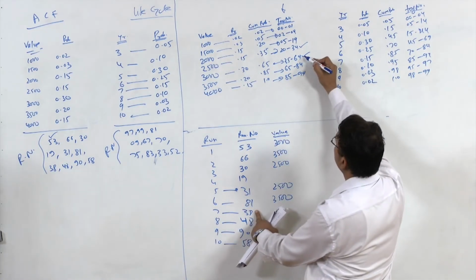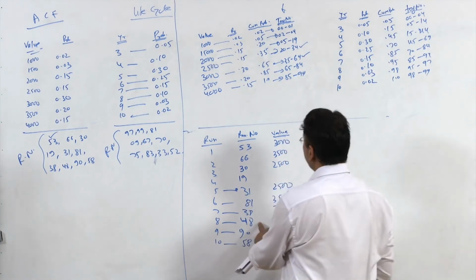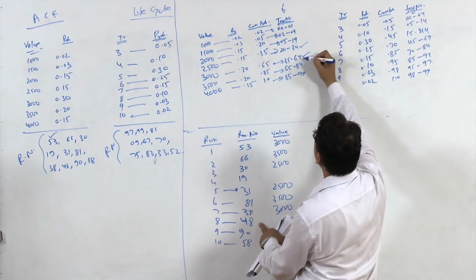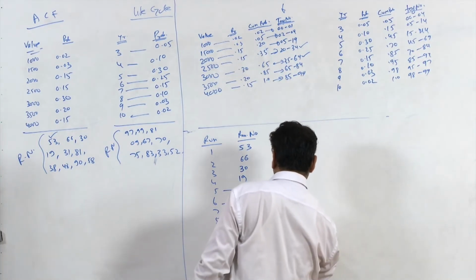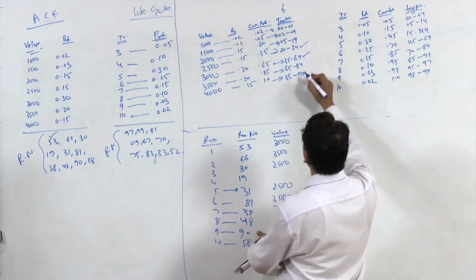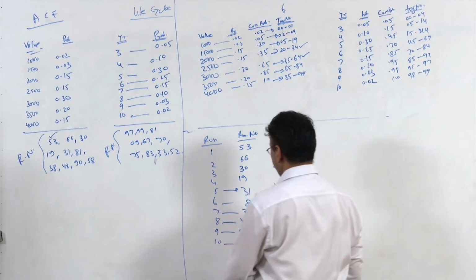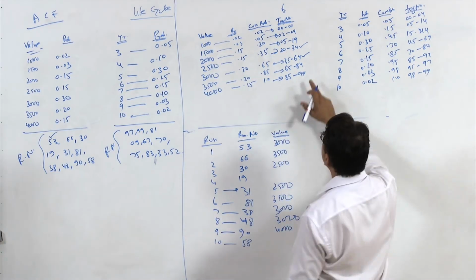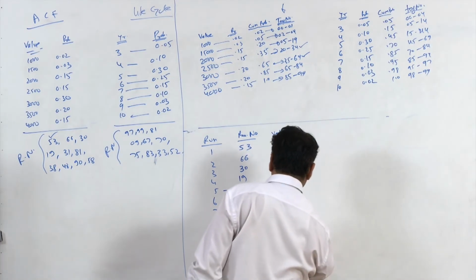38 is in this one, so this is 3000. 48 is in which range? It's here, so this is 3000. 90 is here, so this is 4000. And 58 is where? It's here, so this is again 3000.